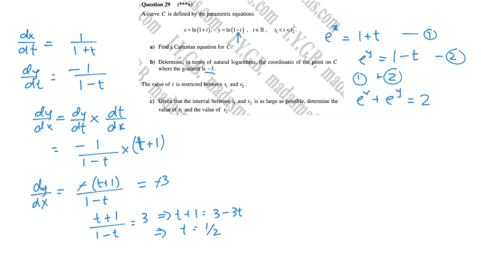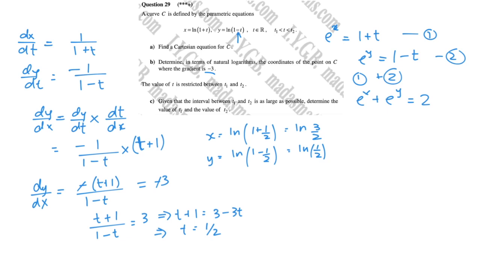Okay, so now when t equals a half, stick that into x and y. Therefore, x is equal to ln of 1 plus a half, which is just ln 3 over 2. And y is equal to ln of 1 minus a half, which is ln a half. Boom, done. How's that? Yeah, relatively simple, guys. I've seen worse questions.